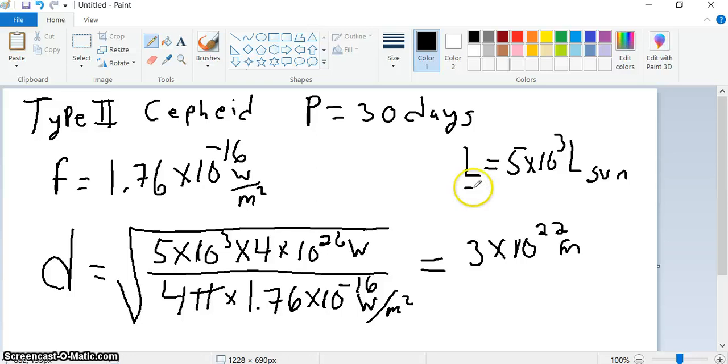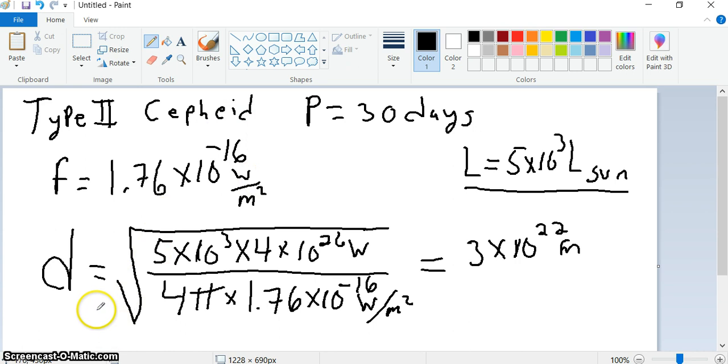All right. So the luminosity on the absolute scale is 5,000 times the luminosity of the sun. And the other thing that you needed to know is that from that particular Cepheid variable, in my telescope, the flux that I receive is 1.76 times 10 to the minus 16th watts per square meter. Remember, this is just one single star. All right, so the energy is a lot smaller.